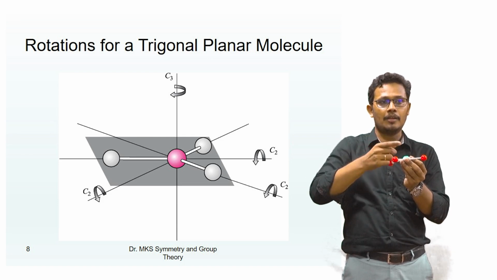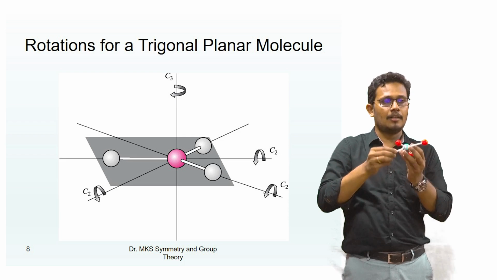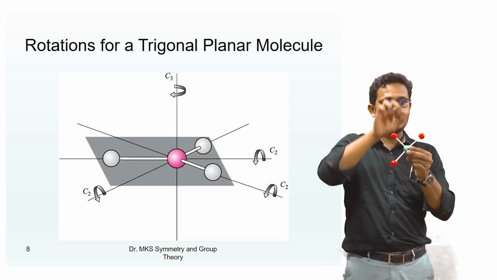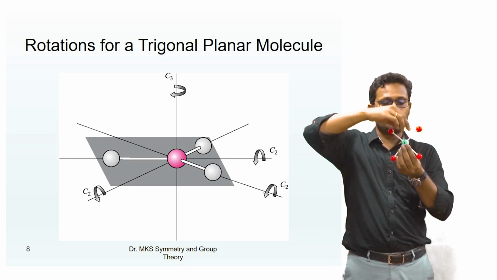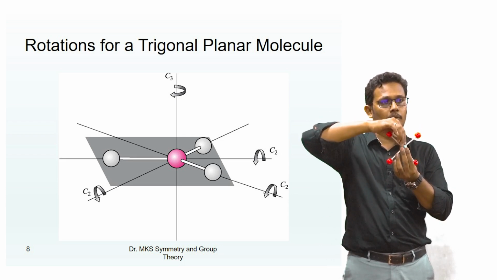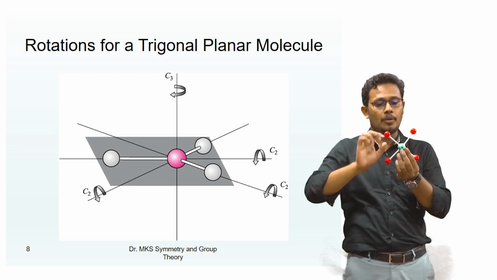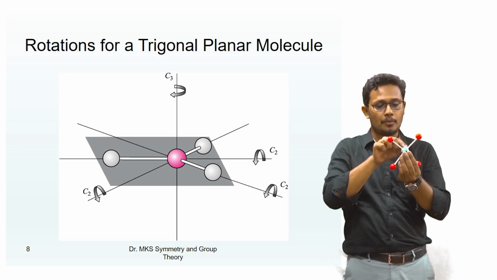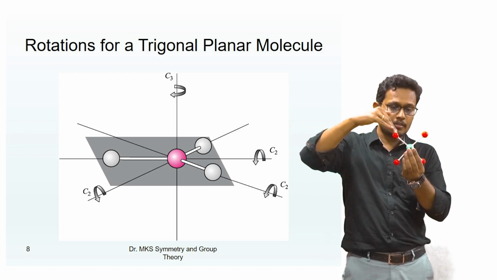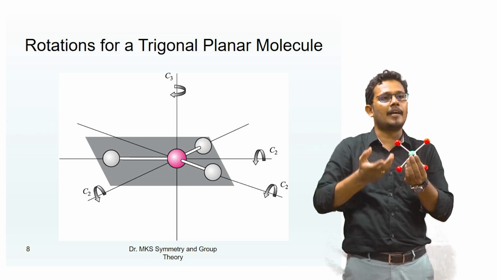And the third one is sigma d. d indicates dihedral. Dihedral plane is nothing but, see, here we have one C2 and here we have another C2. If you pass an imaginary line like this and rotate 2 times, you will get the original structure. Between these 2 C2s, we have one plane which passes through the Cl, Pt and Cl. This plane is nothing but the dihedral plane.